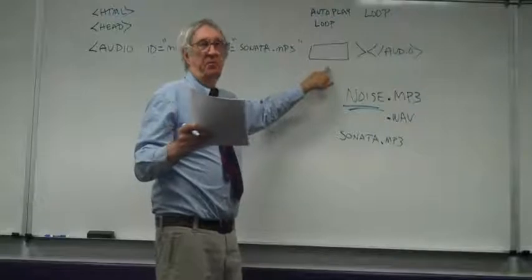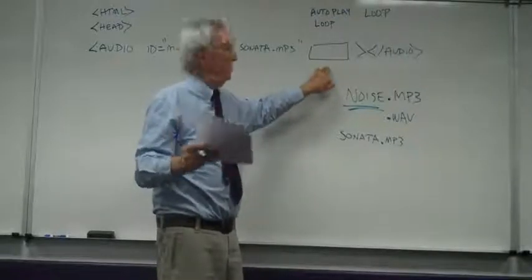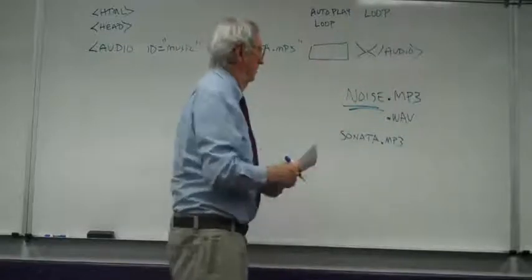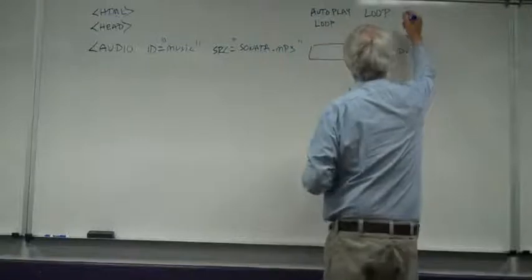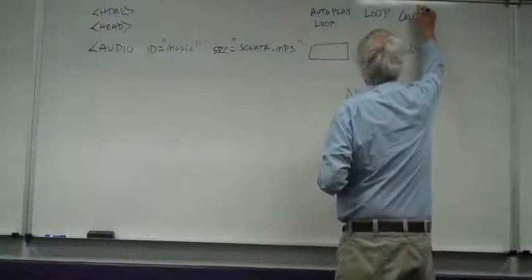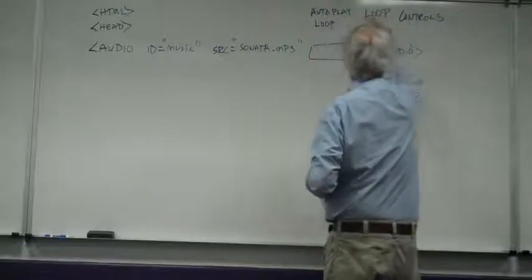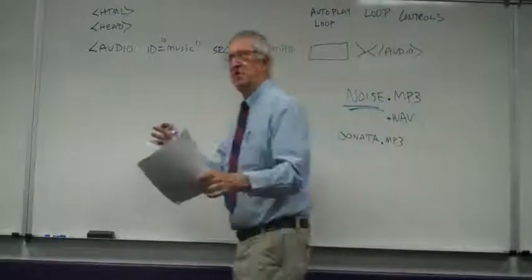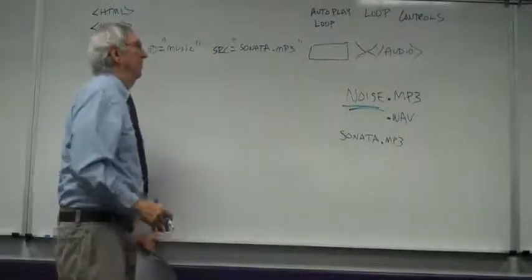Okay? And it depends on what you want to accomplish. Some people want to do it one way, some people want to do it the other way. It depends on what your situation is. So that loop gives you that possibility. Another possibility, another word you can put in is controls. Now controls, these are the three words, autoplay, loop, and controls. You can put any combination of those in there. One of them, or all of them, whatever you want to do.